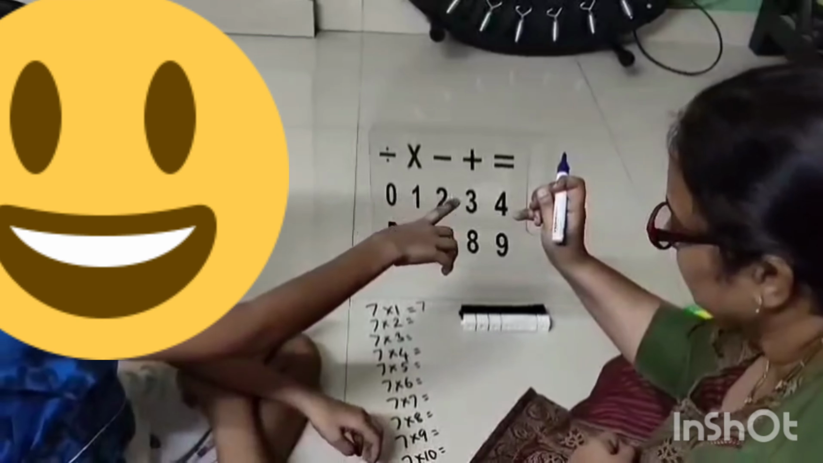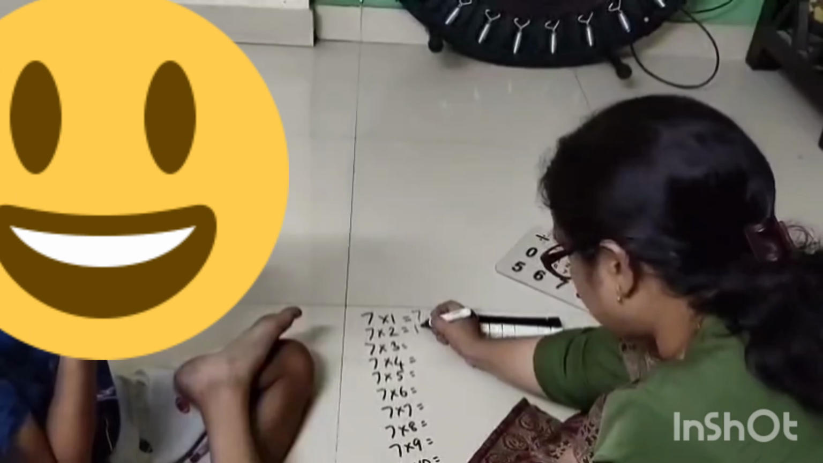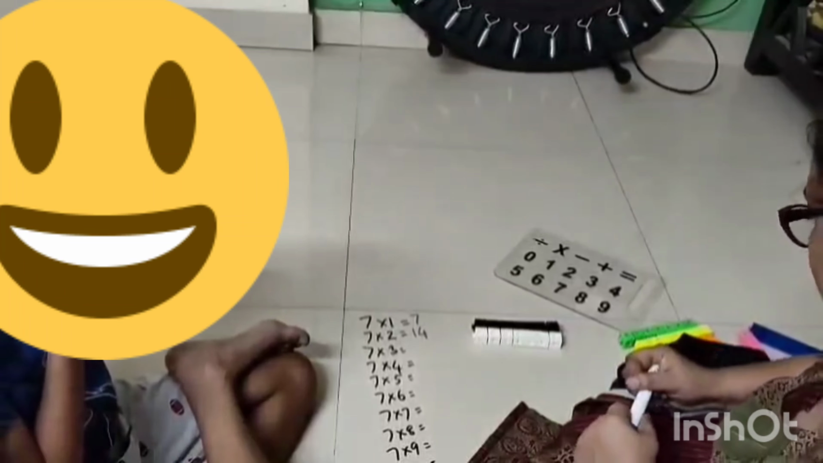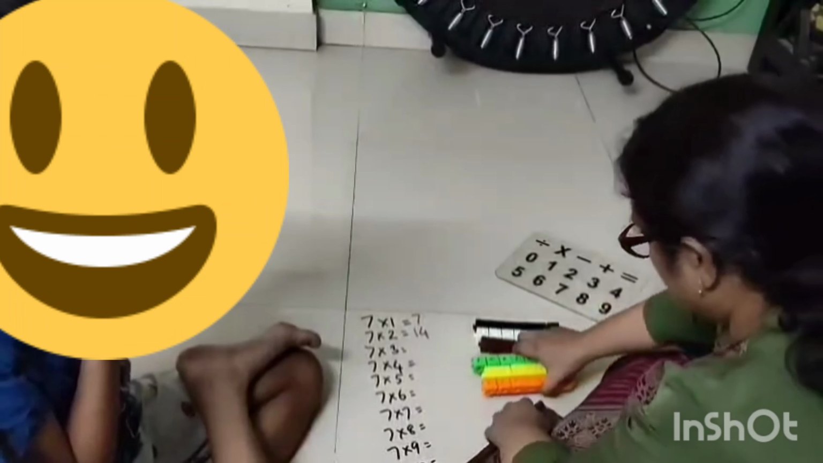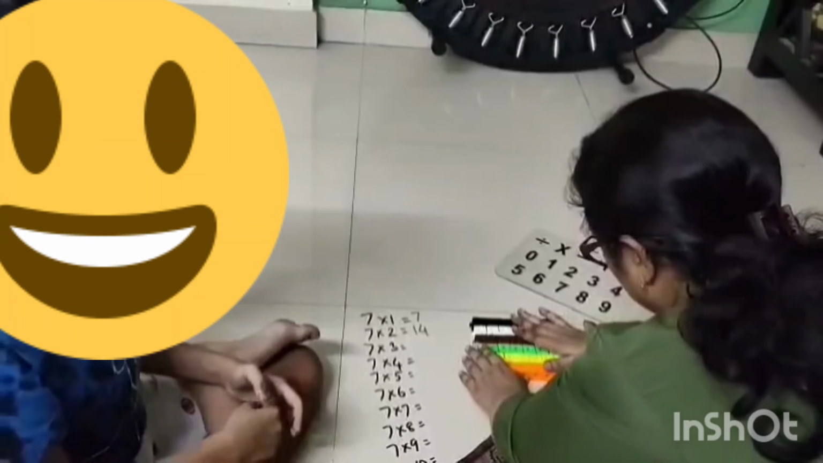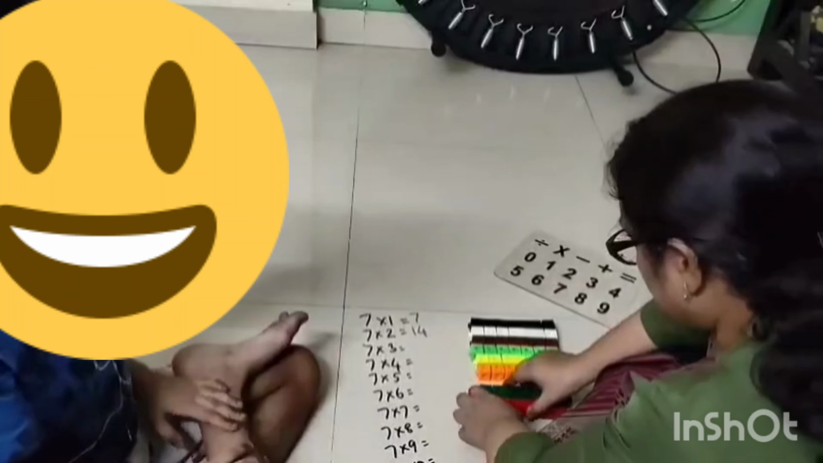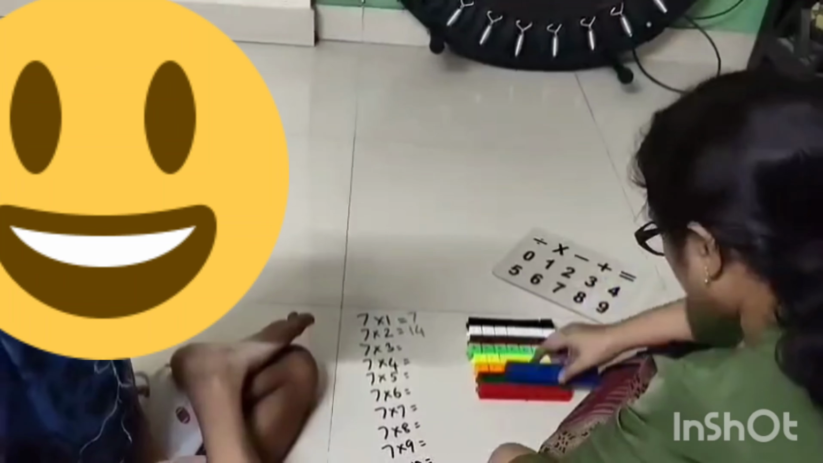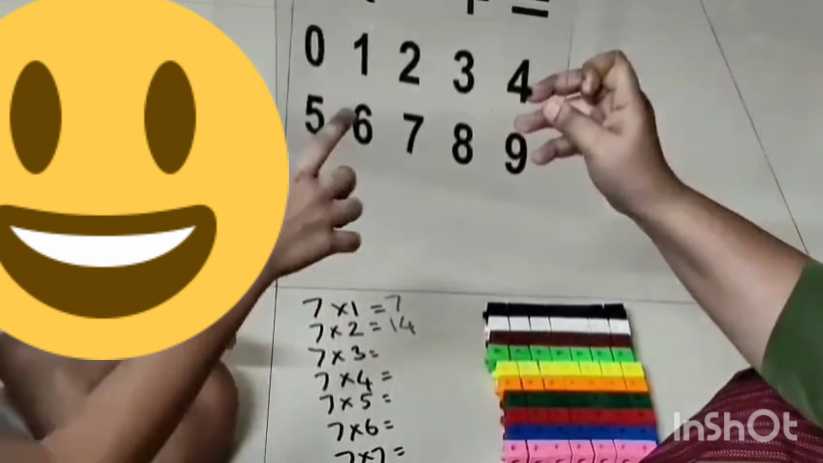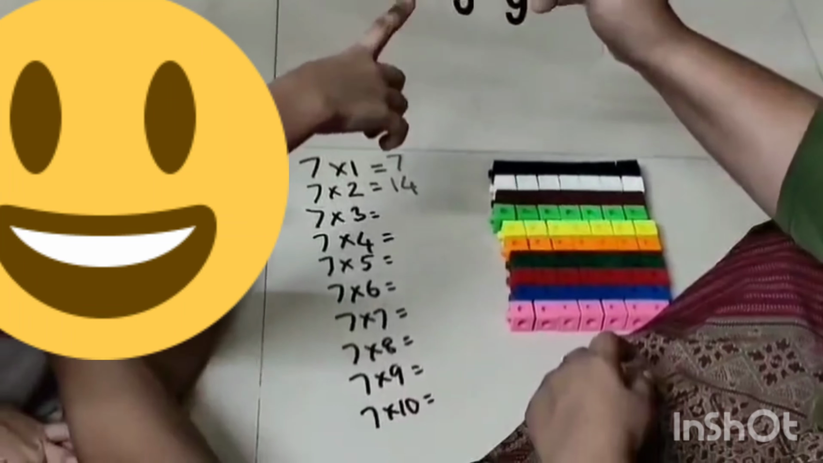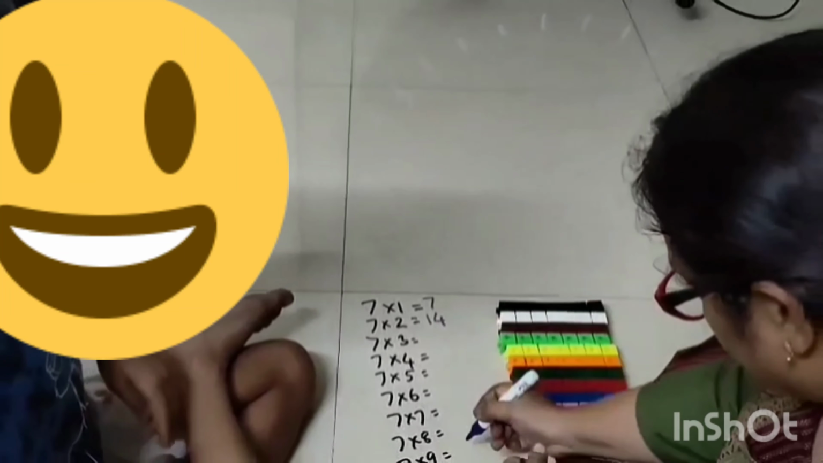14. Okay, so you know 7 doubles, right? 7 into 2 is 14. Now what I will do is, I will put 10 such blocks. Okay, this is 7 into 10. Okay, Shriram, how much would that be? 70. Okay, we found one more in this table.